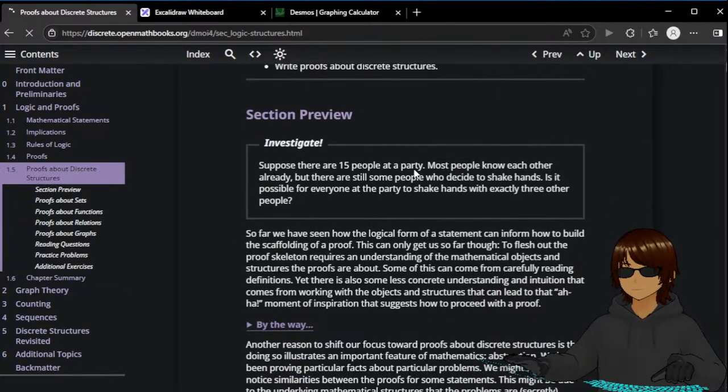Suppose there are 15 people at the party. Most people know each other already, but there are still some people who decide to shake hands. Is it possible for everyone at the party to shake hands with exactly 3 other people?